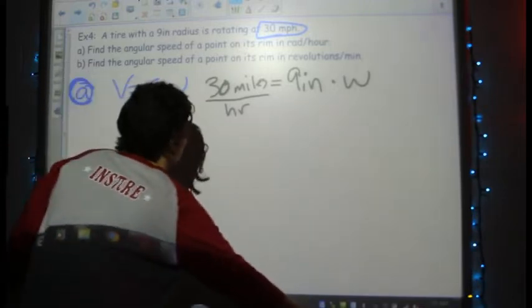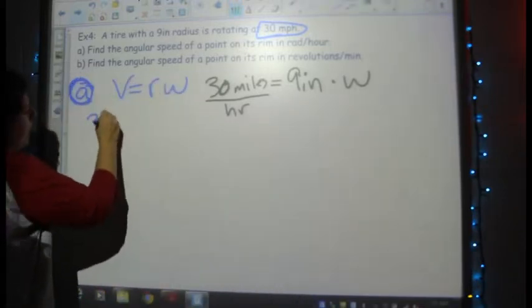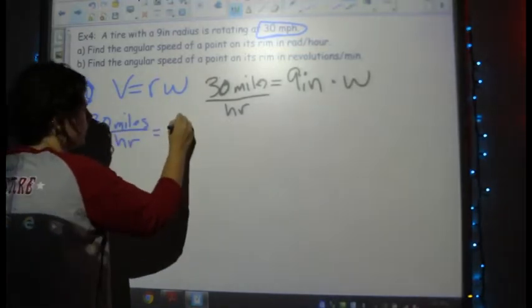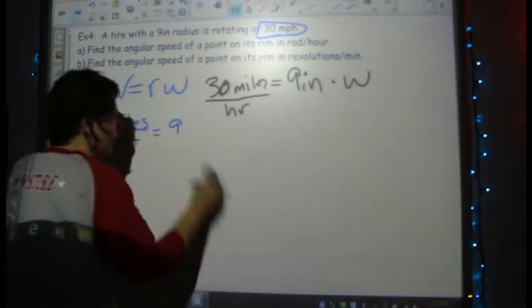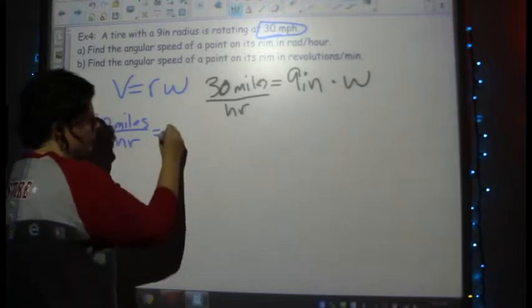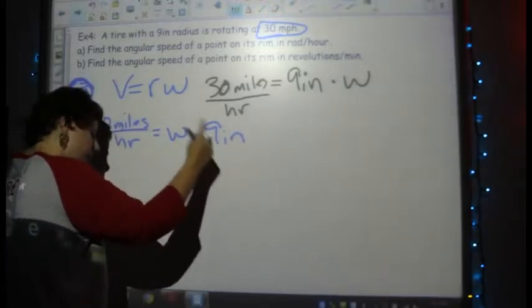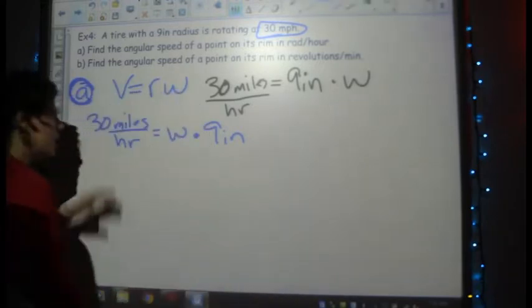So down here, I'm going to just do it on the next line. I have 30 miles per hour equals, I'm going to go ahead and move the W out front to get it out of the way so I can do my conversion. So I have W times 9 inches. And the problem is my inches. I've got to change my inches into miles.